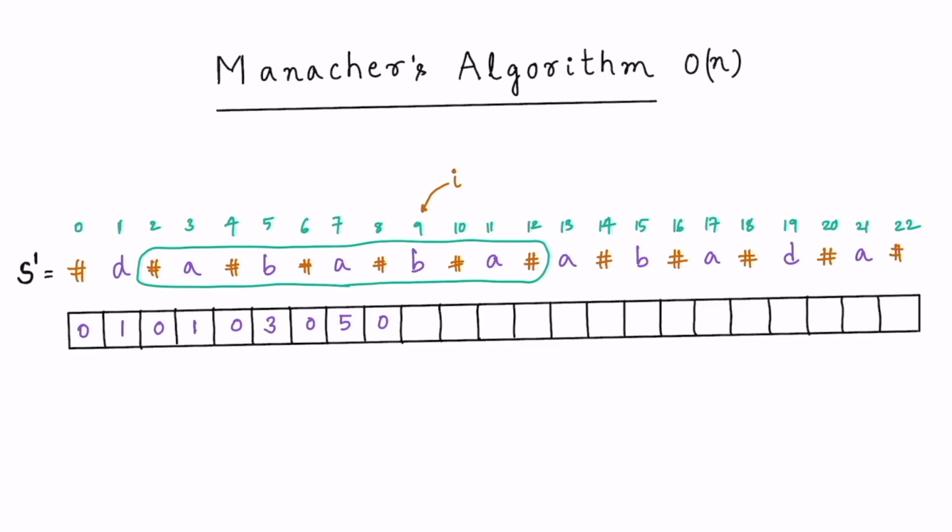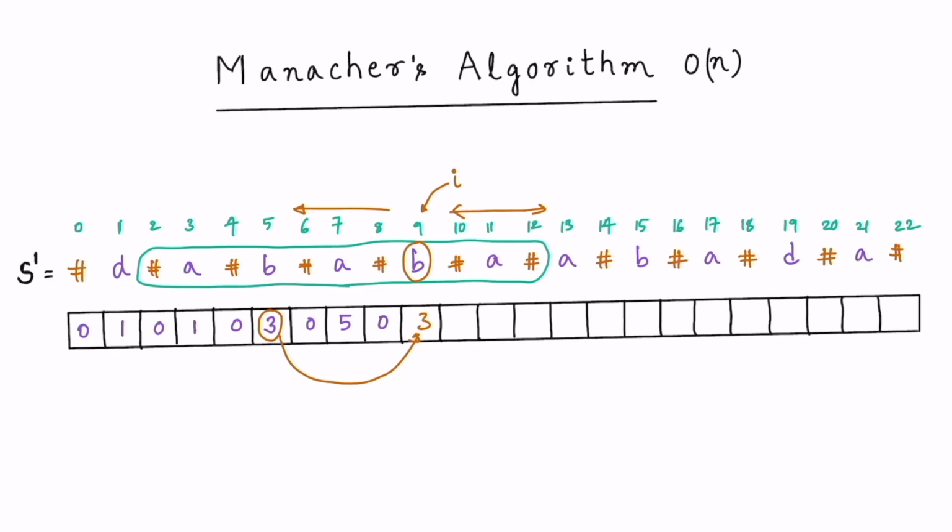Hence, we can just copy this 3 into the current character B and say that we already know that with this character B as the center, we can form a palindrome that has 3 characters to the right and 3 characters to the left. This is not the longest palindrome yet, but we at least know there is a palindrome that has 3 characters to the right and 3 characters to the left.